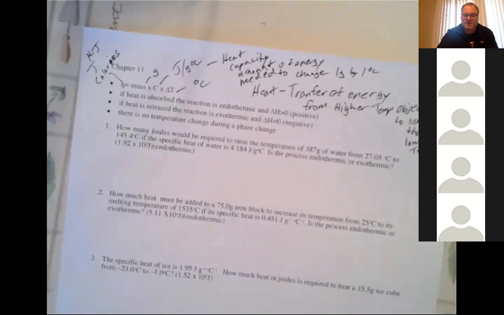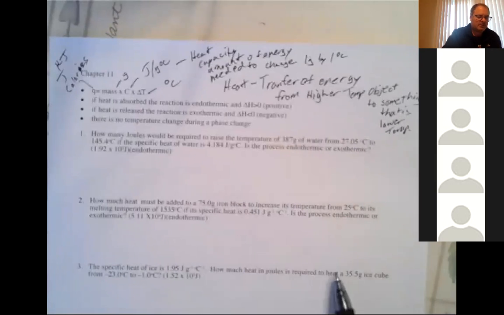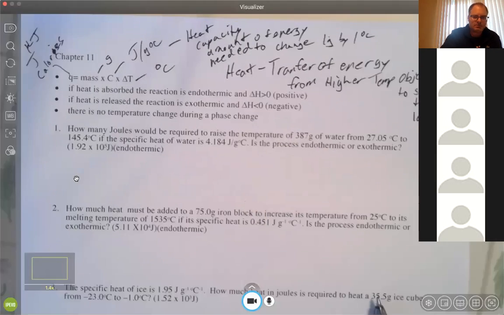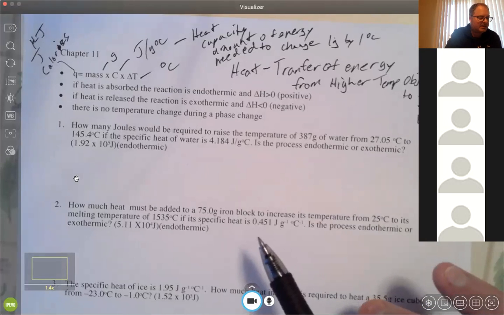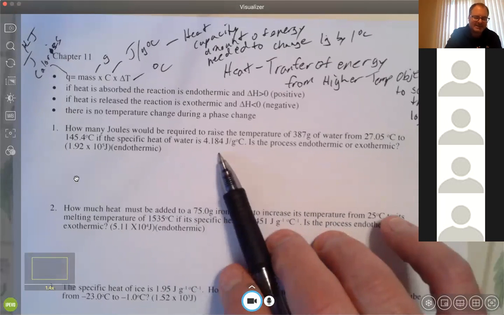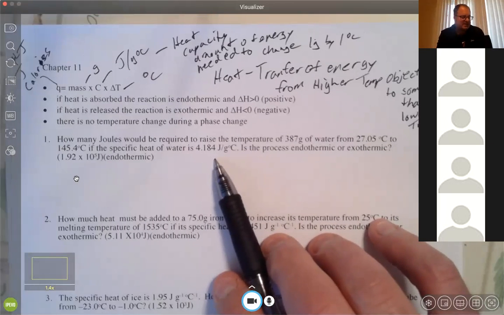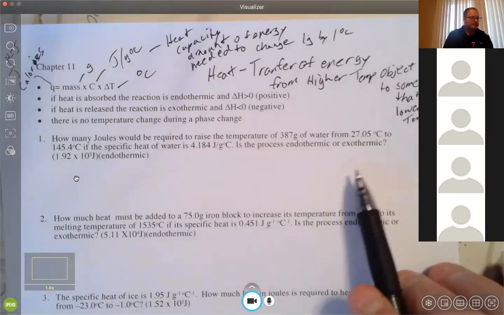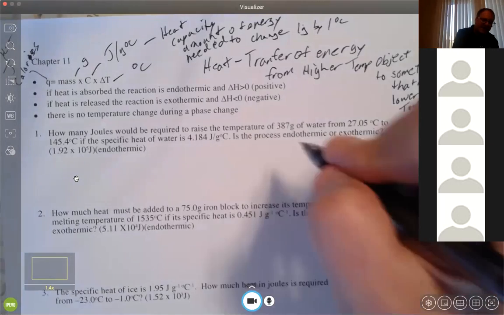The last part of this unit is calculating changes in heat. So we take a look. How many joules would be required to raise the temperature of 387 grams of water from 27.05 to 145.4? If the specific heat capacity of water is this, you'll want to keep that heat capacity. You'll probably want to write that down before you take the test. Is this process endothermic or exothermic? Well, it says that it's raising the temperature, so that would be endothermic. We are gaining energy.